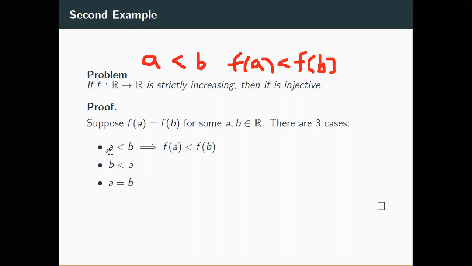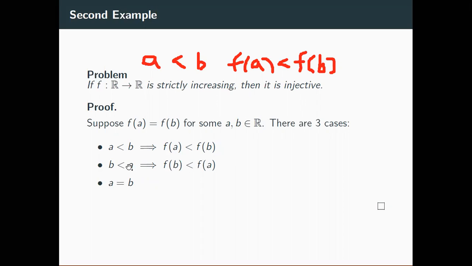Well, if a is less than b, then the only possibility is f of a less than f of b. So that's not actually a possibility for this case. If f of a equals f of b, then we know that we don't have the case where a is less than b. Because if a was less than b, then actually f of a would be strictly less than f of b. But we know that's not true.